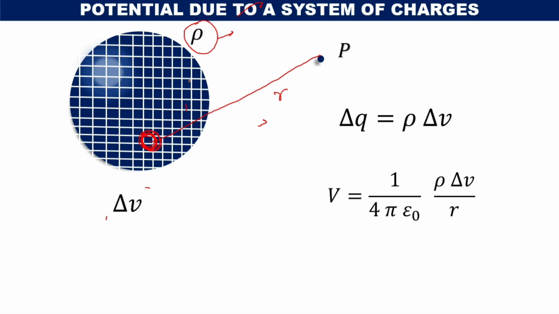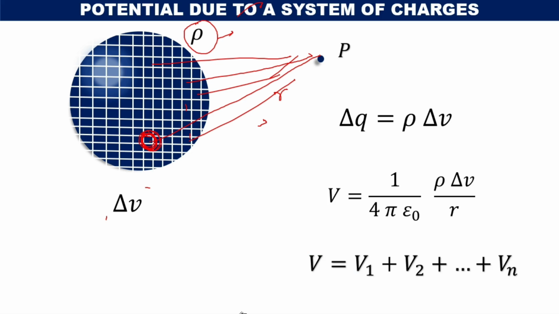Similarly, we need to consider each of the elements and, for each element, its distance from the point P. Then using the principle of superposition, we can find the net potential at point P, represented as Vp. Usually, this is a very tedious process. If we consider some regular shapes and also the integration method, we can find the net potential at P more easily.